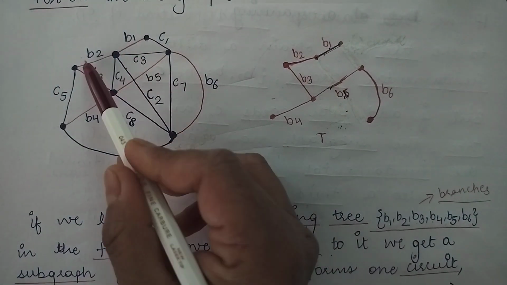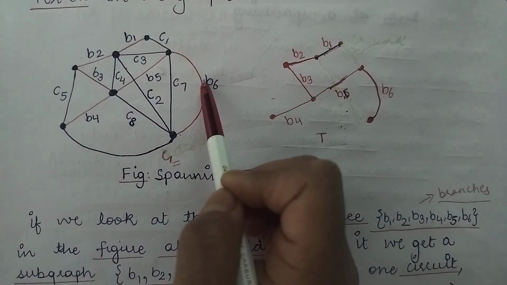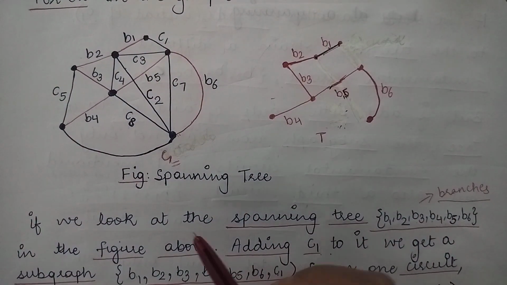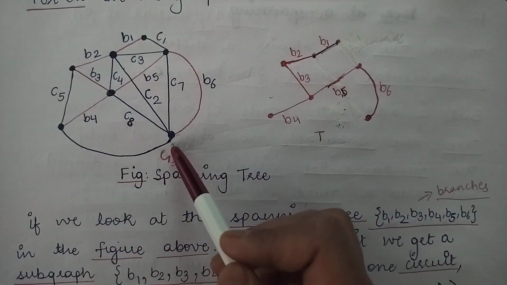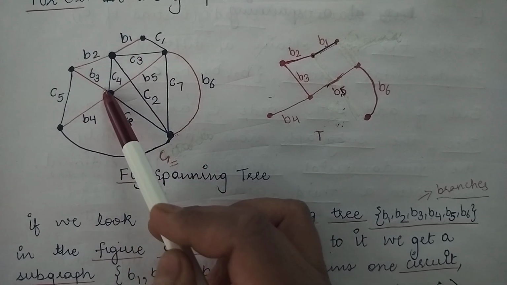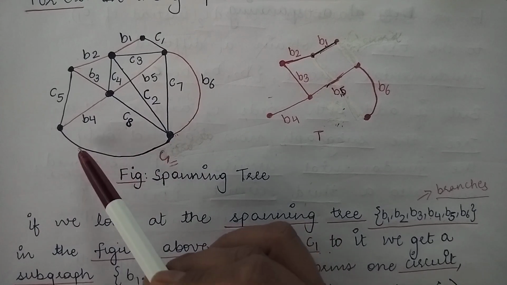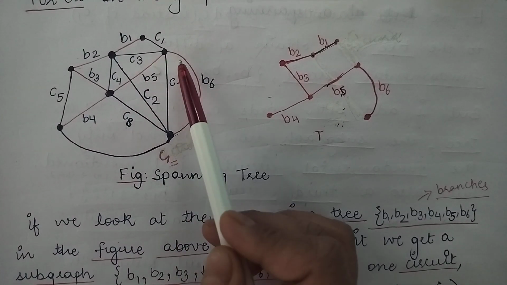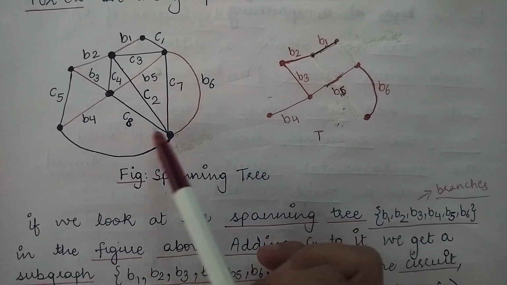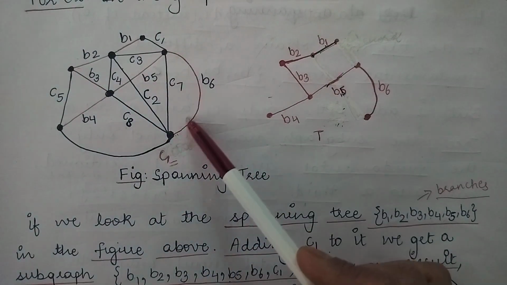Now all those edges which are highlighted in red lines represent the branches of the spanning tree. So basically you can say that all the blue edges are the chords and all the red lines are the branches. From the red lines you can figure out the skeleton of the spanning tree. This is the spanning tree.